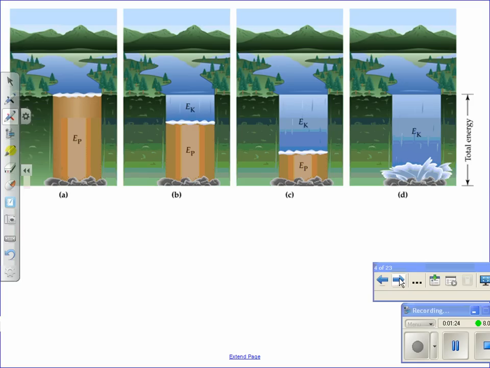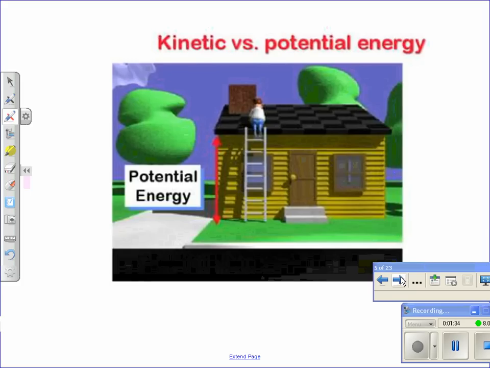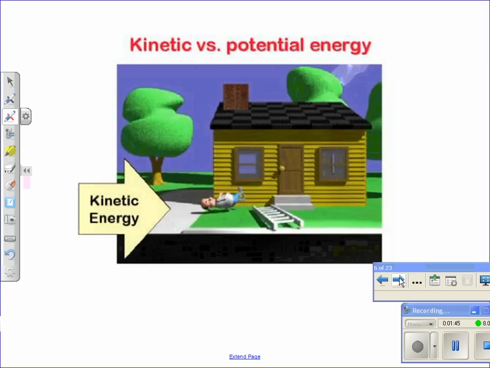So if you look here, the water up in the waterfall has potential energy. It slowly converts into kinetic energy as it falls. Another example would be this dude up here on a ladder on his roof. It's not safe, no one's holding it. He has potential energy because of his position off the ground. If the ladder gets kicked out and he falls, that is an example of kinetic energy.